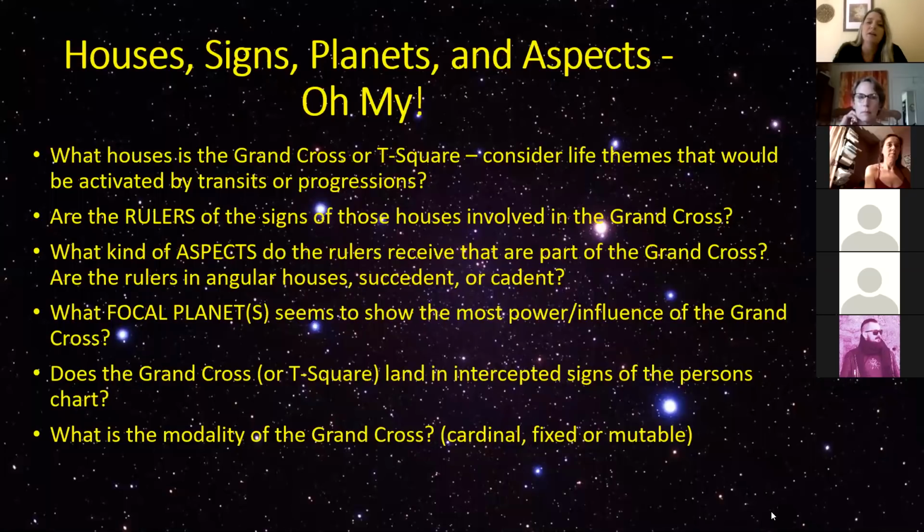Does the grand cross or T-square land in intercepted signs of the person's chart? And what is the modality of the grand cross: cardinal, fixed, or mutable? These are some of the questions you'd want to first ask yourself before you dive in, because these are going to be how you break it down. Okay?